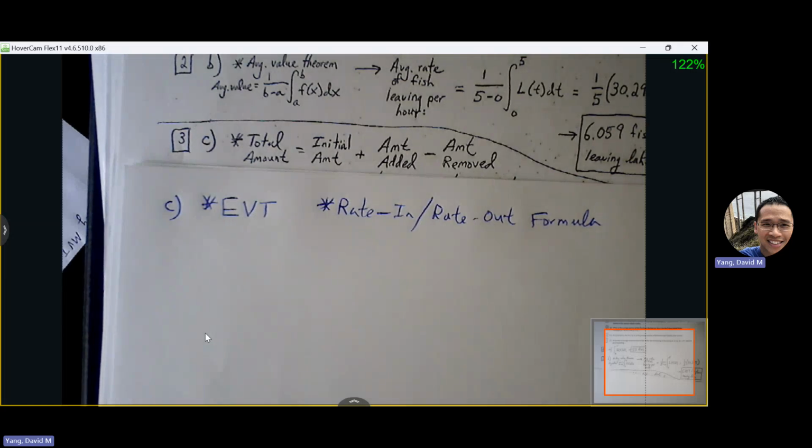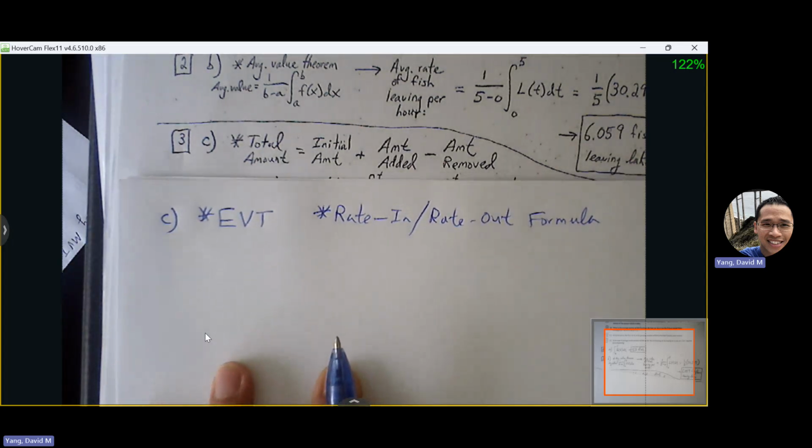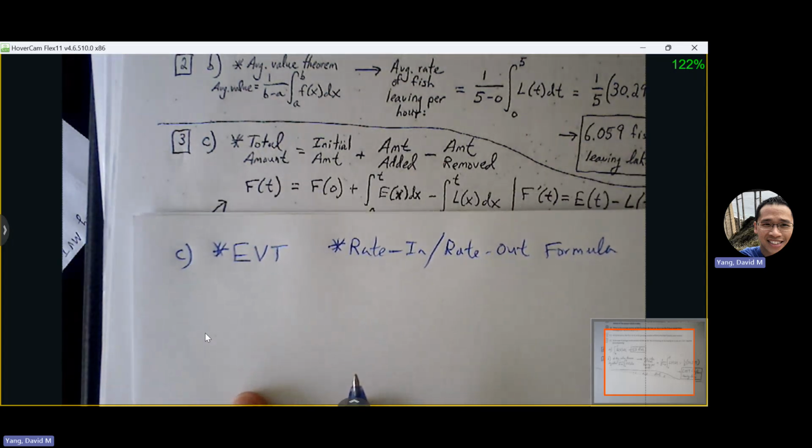So if you know you're going to involve this formula, if they tell you a formula for the rate at which something is being added, and they tell you another formula for the rate at which something is being removed, we want to be able to recognize that and to be able to use that formula. So for us, we're going to be using this one here.